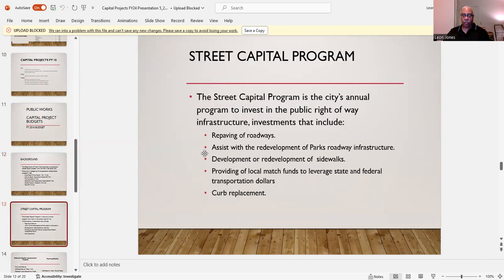So then when we have the street capital program, that is basically the city's annual program to invest in the public right of way infrastructure investments. And that includes repaving of roadways, assisting with the redevelopment of parks, roadway infrastructure, the development or redevelopment of sidewalks, and providing local match funds to leverage state and federal transportation dollars, curb replacement.